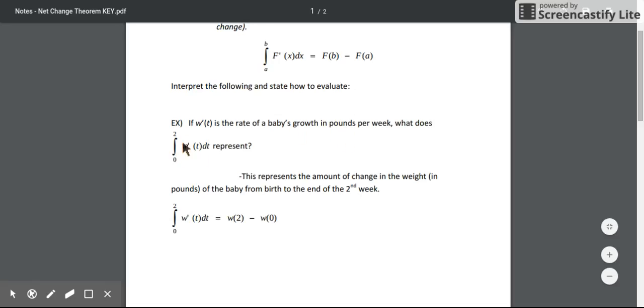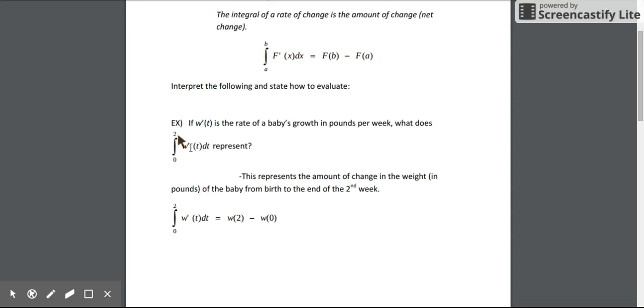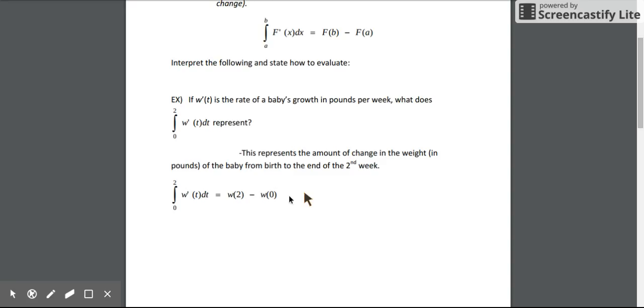So this would represent the weight change, or the amount of change in pounds of the baby's weight from when it was born to 2 weeks, or the end of 2 weeks. So essentially the baby's weight as it changed in the first 2 weeks of its life. And we could evaluate that if we knew any more data about this problem. So if we knew the baby's weight at the end of 2 weeks and we knew the baby's weight at birth, then we could find the amount of change in that baby's weight in those 2 weeks.